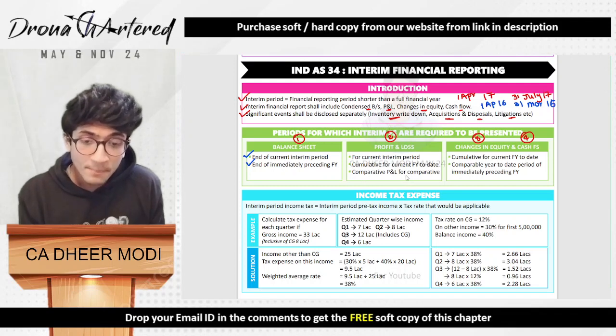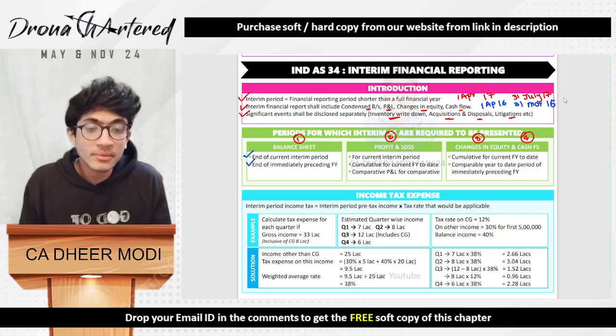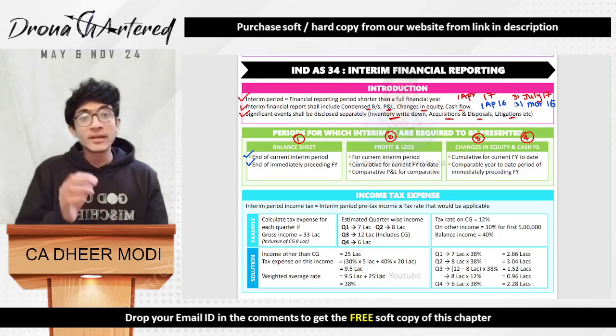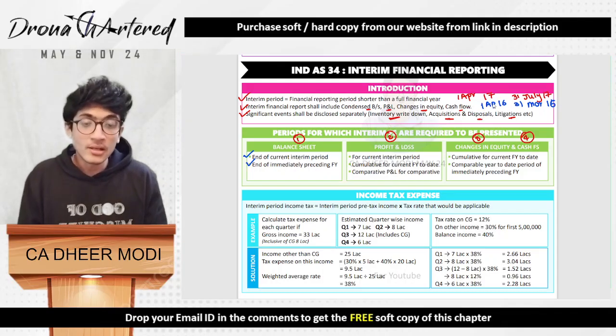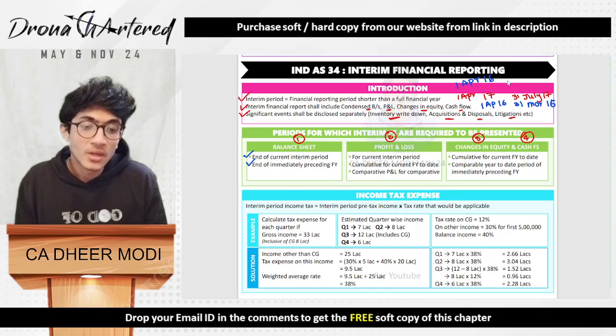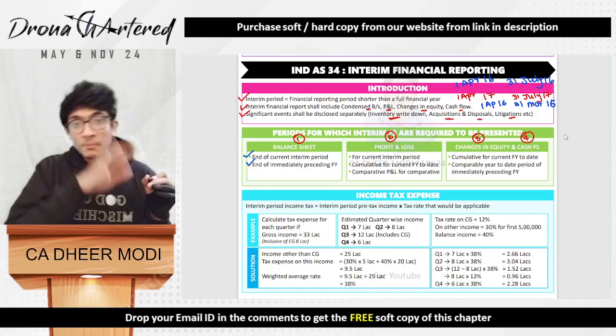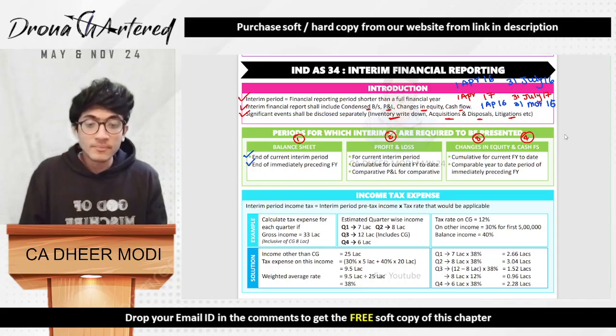And next is your comparative P&L. That means if you are making from 1st April 17 to 31st July 17, you'll also have to make P&L from 1st April 16 to 31st July 16. You'll also have to make a comparative same reporting period of previous year because it is easier to compare.